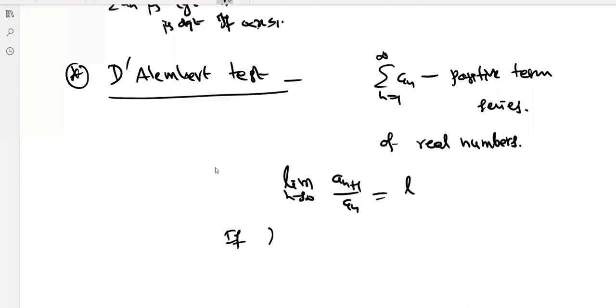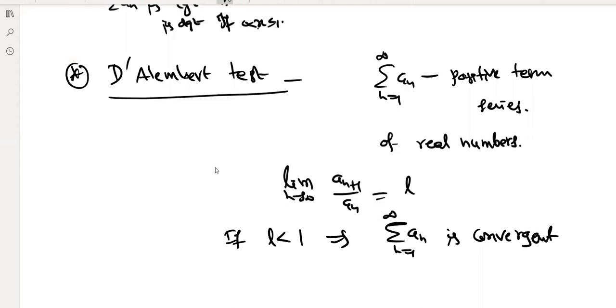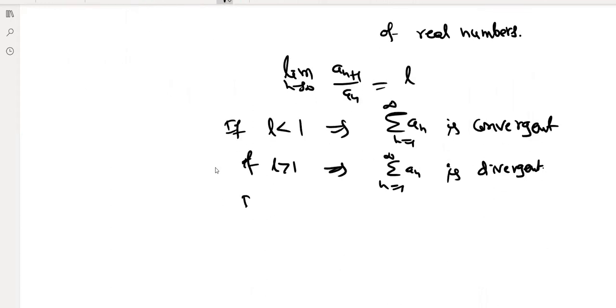If the limit is L, if the limit is less than 1, your series is convergent. If the limit is bigger than 1, your series is divergent. But this is a weak test. If L equals to 1, test fails. Means no conclusion.